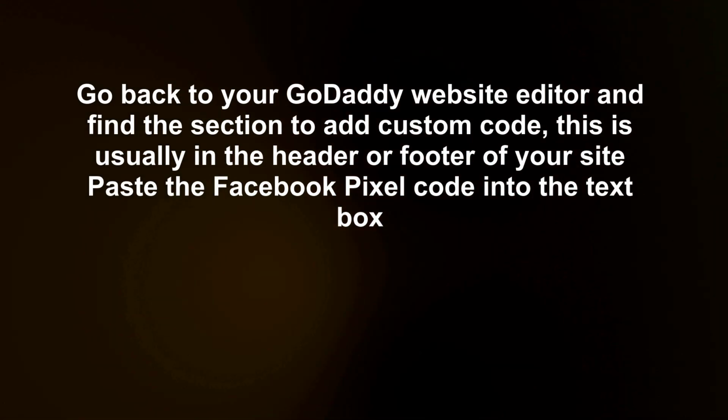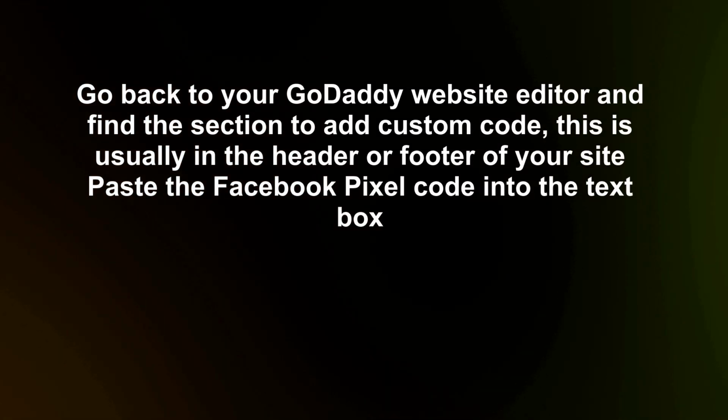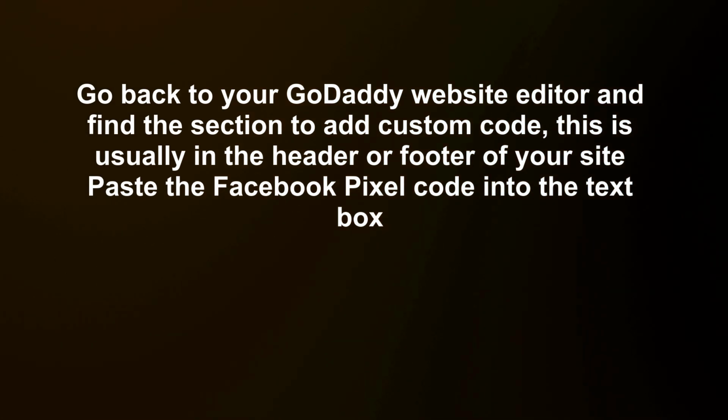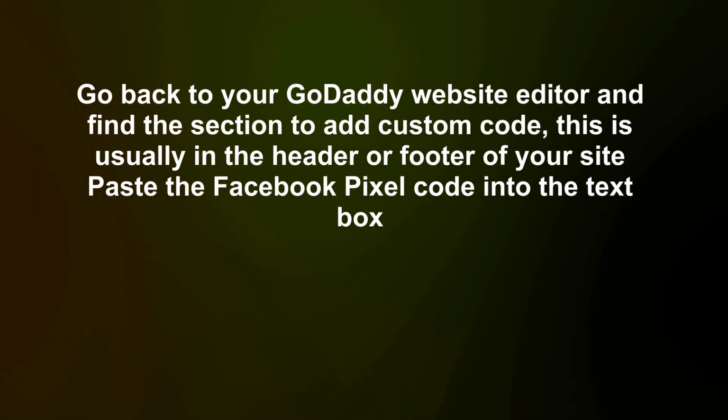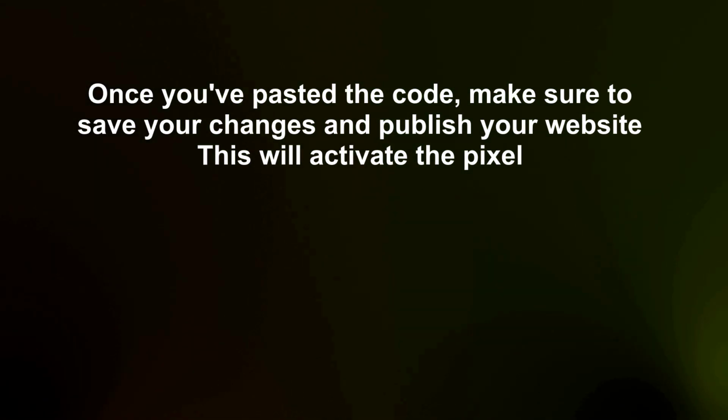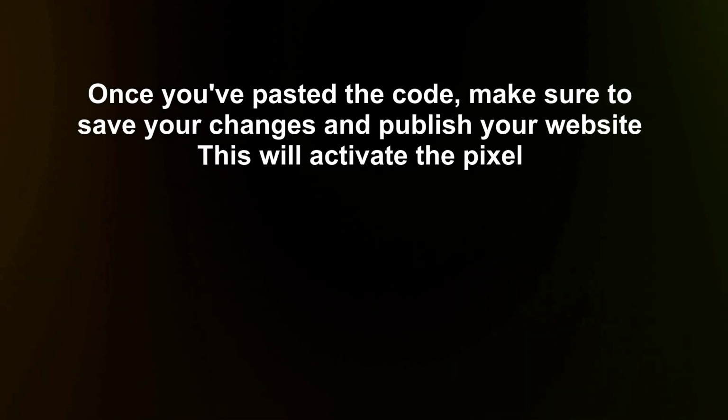Go back to your GoDaddy website editor and find the section to add custom code. This is usually in the header or footer of your site. Paste the Facebook pixel code into the text box. Once you've pasted the code, make sure to save your changes and publish your website. This will activate the pixel.